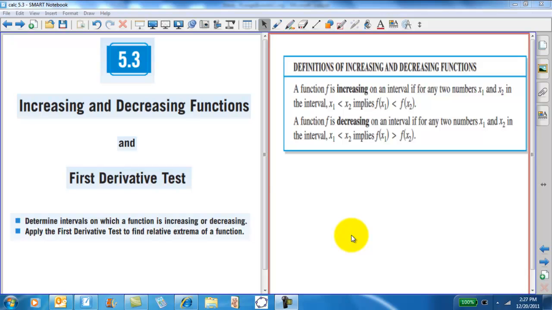Calculus students, here are the increasing and decreasing functions and the first derivative test, where we're going to figure out how we can determine with calculus where functions are increasing and decreasing. Also, the first derivative test will tell us if we're looking at a maximum or a minimum.